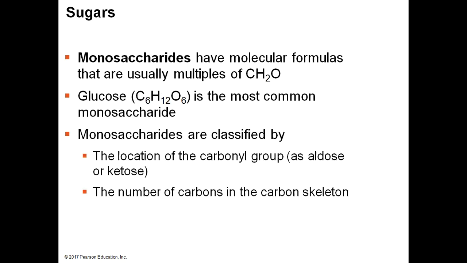Okay, sugars are monosaccharides. They have a molecular formula that's usually a multiple of CH2O, so that 1 to 2 to 1 ratio between the carbon, hydrogen, and oxygen. Glucose, for instance, since it's got 6 carbons, is going to have 12 hydrogens and 6 oxygens. It's the most common monosaccharide. And monosaccharides are classified by where the carbonyl group is located, whether it's an aldose or ketose, as you remember, whether it's inside or at the end of the carbon chain, and by the number of carbons in the carbon skeleton.